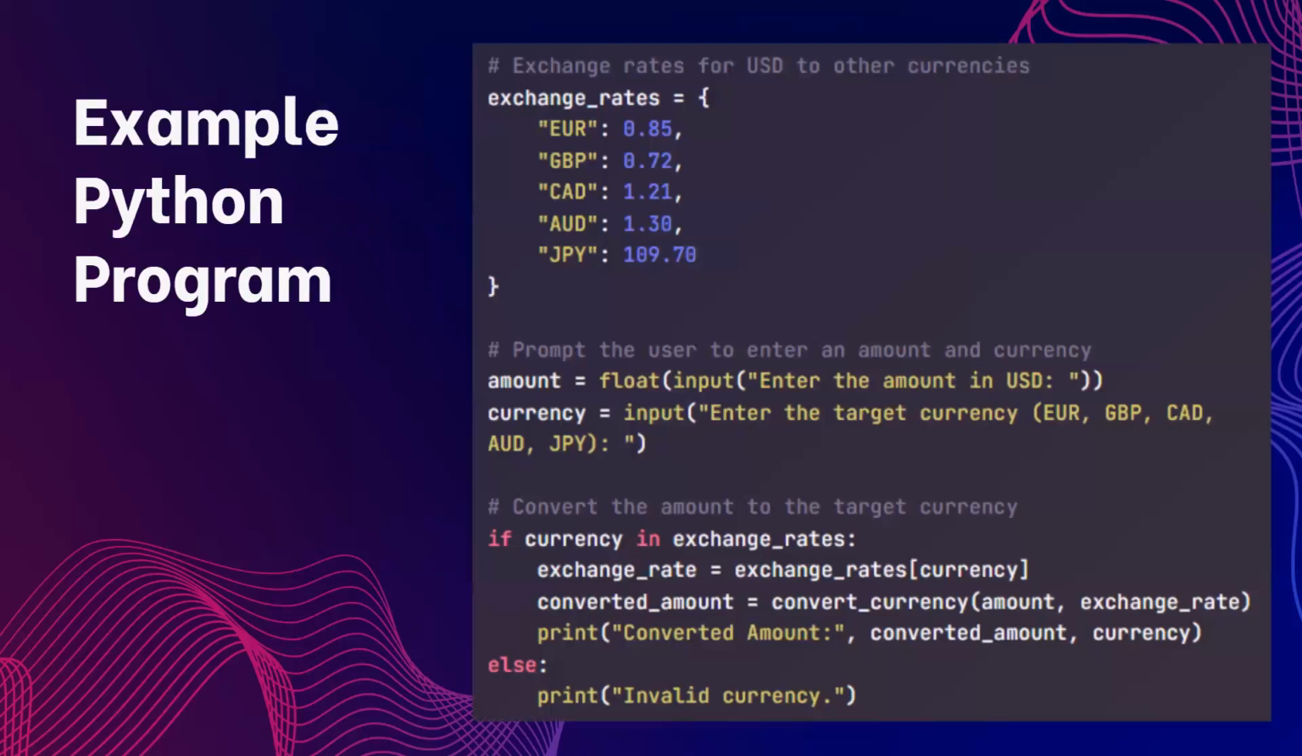And in our example program, we have an if statement. There's a condition there that says currency and exchange rates. I won't go into detail on what that exactly means, but if that condition evaluates to true, then it's going to execute whatever is indented under the if statement. Otherwise, the else is going to execute if this evaluates to false.